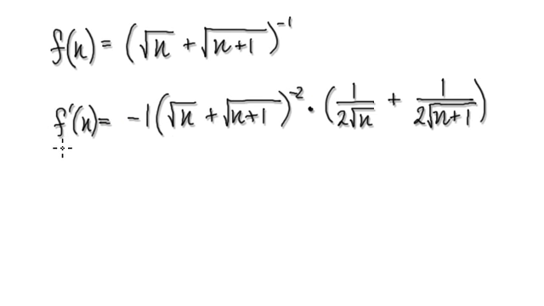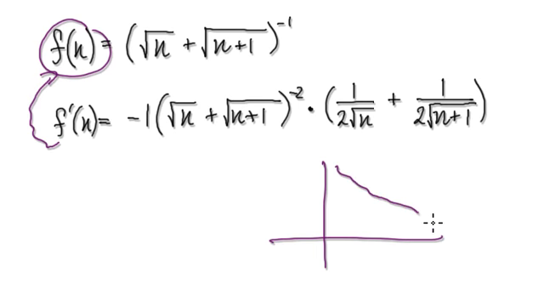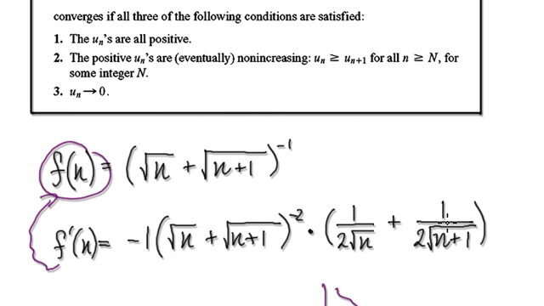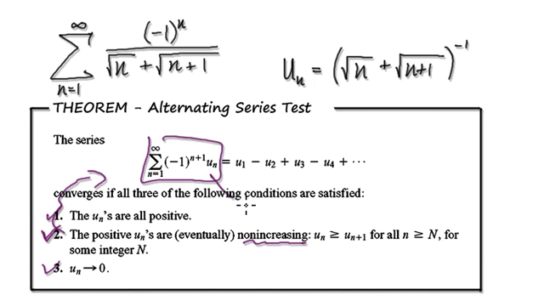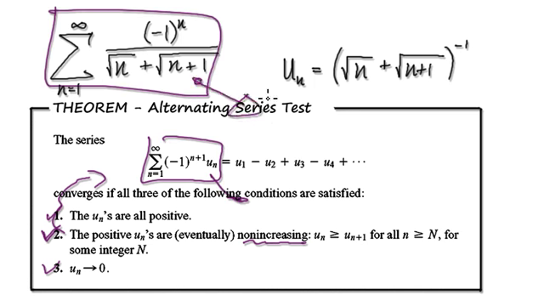If the derivative is always negative, then the original function itself must always be going downhill. So condition 2 has been met, because it is always non-increasing. So 1 has been met, 3 has been met, now 2 has been met. Therefore we can conclude that our series will converge.